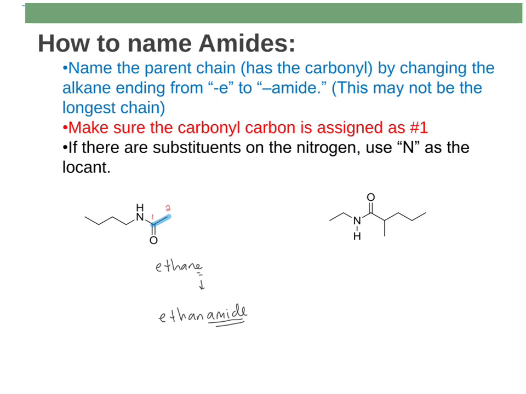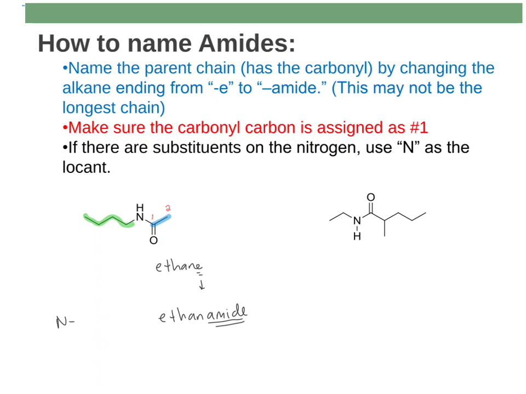And if you do have a substituent on the nitrogen, like I do here, then you name it like you would normally do it. This is a 1, 2, 3, 4 carbon piece, so it's a butyl, but I need to say where it is. And you'll notice that it's not on carbon 1 and it's not on carbon 2, it's on the nitrogen. So we use N as the locant to describe where that thing is. So this would actually be an N-butyl ethanamide.